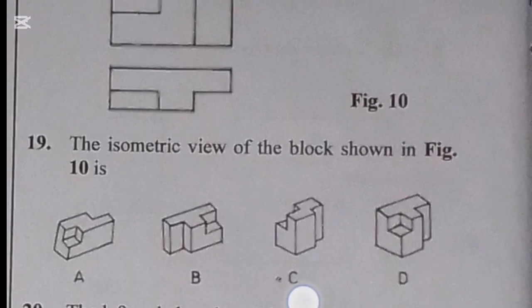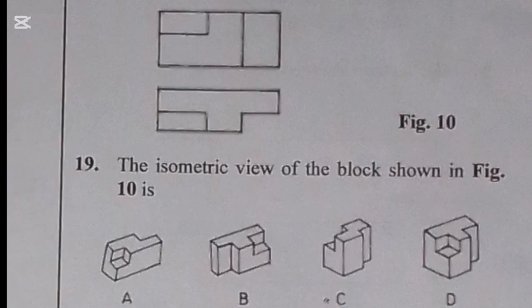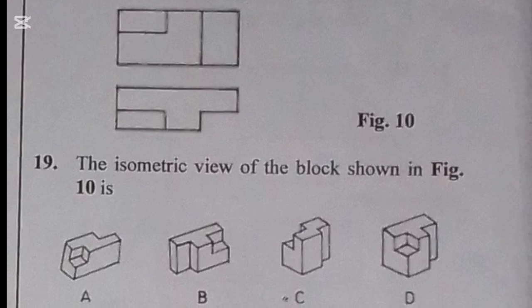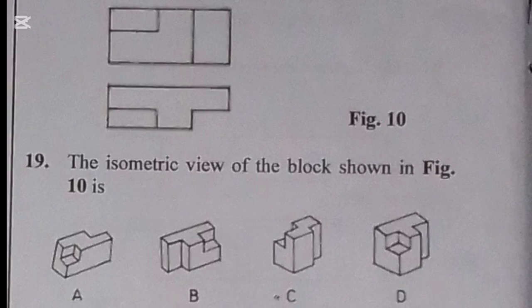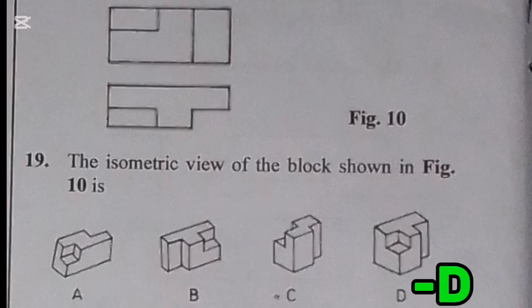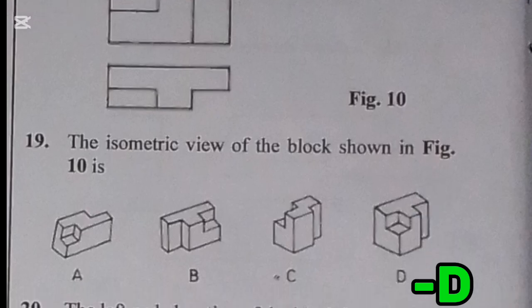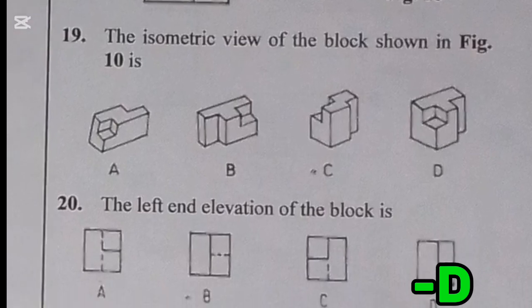We are told here that the isometric view of the block shown in figure 10 is the isometric view of the block. The correct answer here is D, because this is a front and this is a plan. If you are looking at this D now, you are going to be getting the whole of this area, this side here. So the plan is D. So D is the correct answer there.